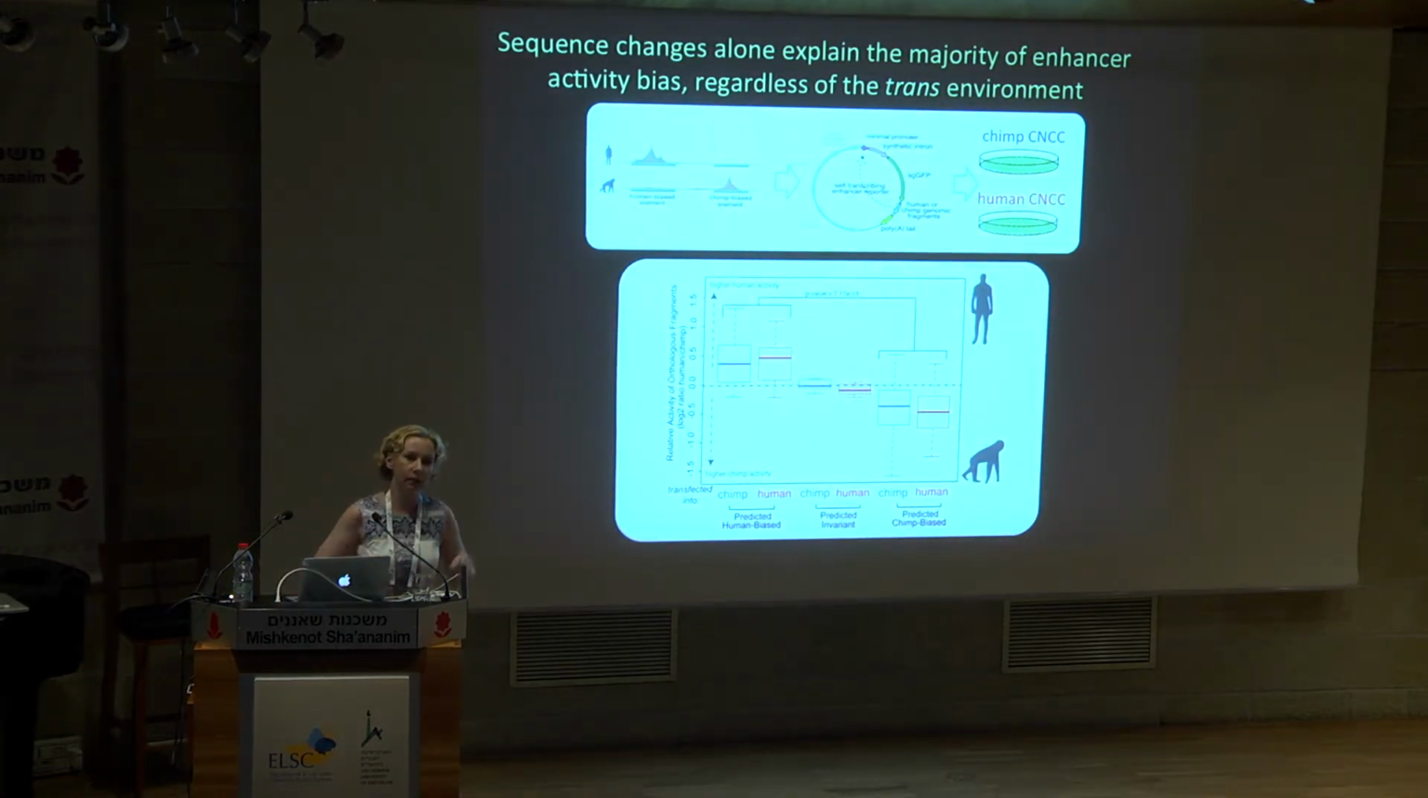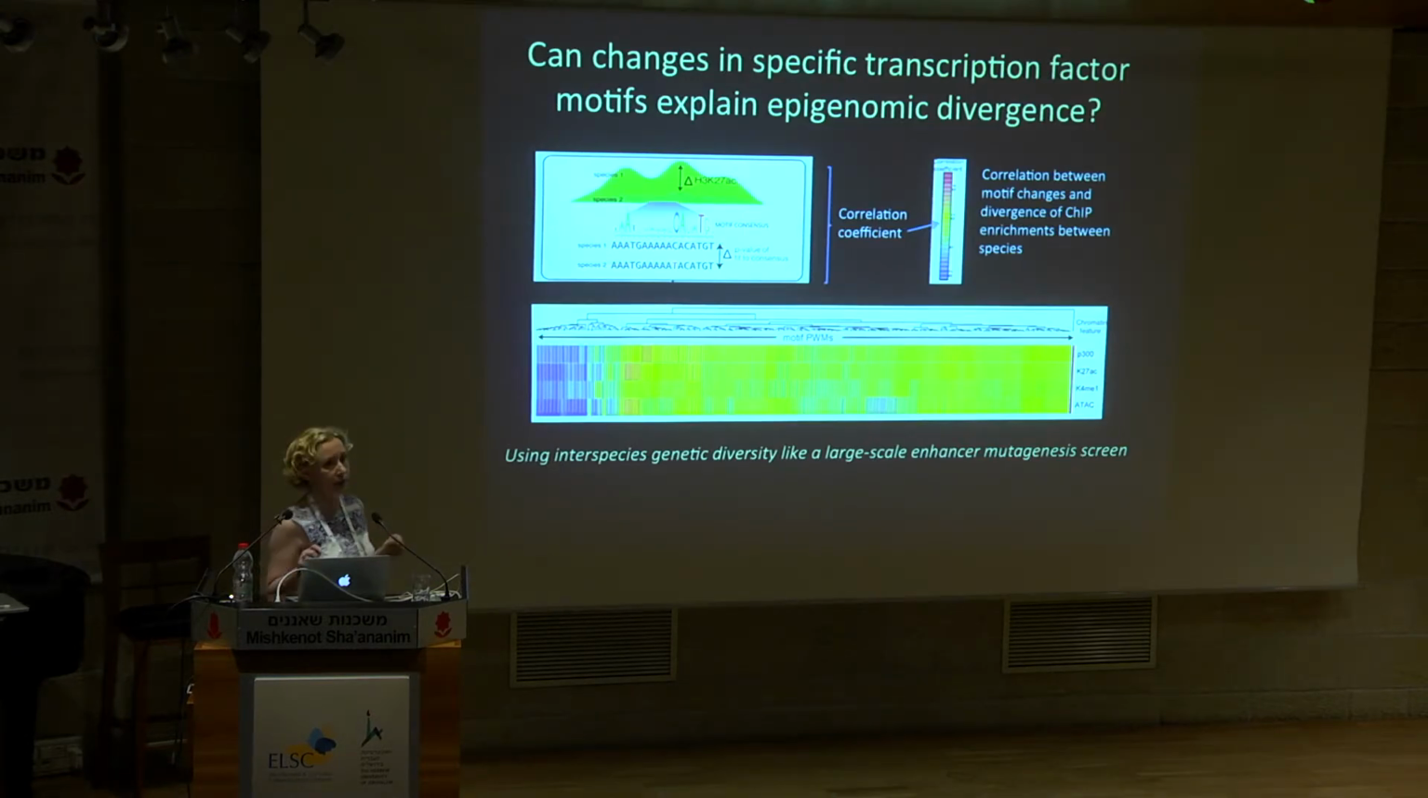And what this tells us is that the bias is encoded by enhancer sequence itself, rather than imposed by the differences in transregulatory environment of the human and chimp neural crest. So if it's in sequence, what is it about the sequence? And interestingly, even though we see these differences in activity, there are typically only few SNPs, several, 3 to 5 base pair changes between human and chimp. So this gives us an idea that we can in fact use this interspecies genetic diversity like a large-scale enhancer mutagenesis screen that nature has already done for us.